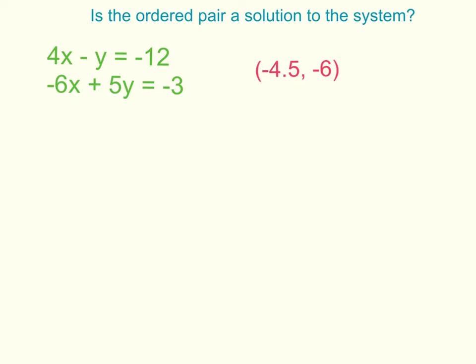All right, let's check one more together and then you can try one on your own. Same idea, we have two different linear equations, 4x minus y equals negative 12, and negative 6x plus 5y equals negative 3. We have to figure out, is the point (negative 4.5, negative 6) the solution to that system? In other words, does that point lie on both lines, and therefore is it the intersecting point? We're going to plug in negative 4.5 for x and negative 6 for y. It has to work for both equations for it to be the solution.